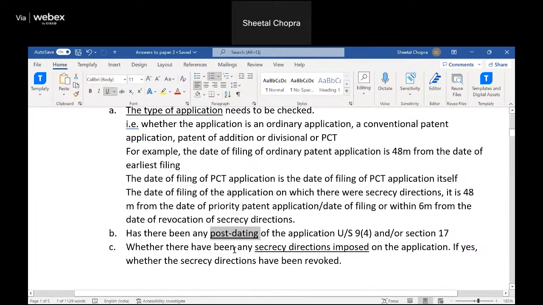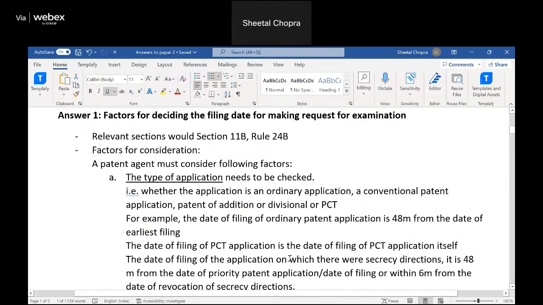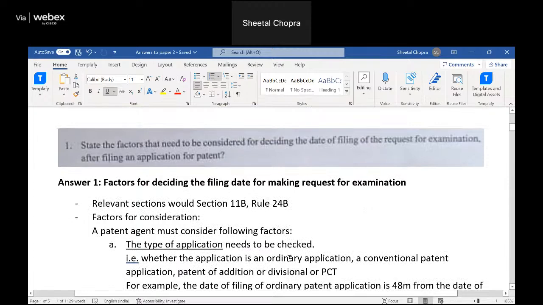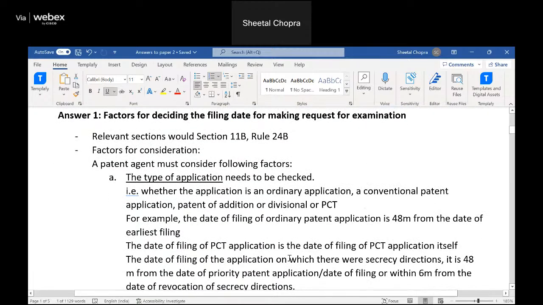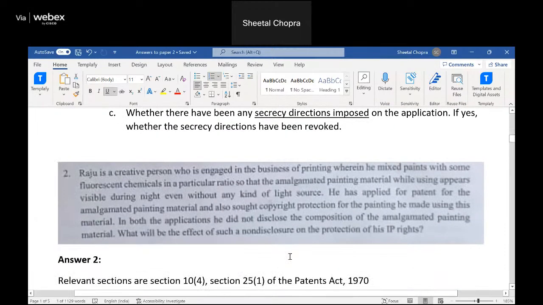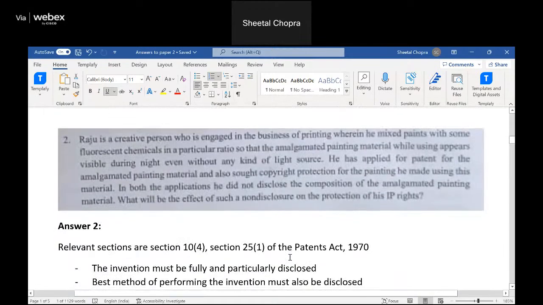Another factor is whether there were any secrecy directions imposed on the application or not. If yes, then one should wait until the directions are revoked. So these are broadly 3 factors at minimum you should put. There could be other factors as well, but these are the topmost ones that must be presented in the answer. These are just the bullet formats, but the final answer should be in a proper format, like I already mentioned. But this content you can write to describe that answer in 1 page or 1.5 pages.